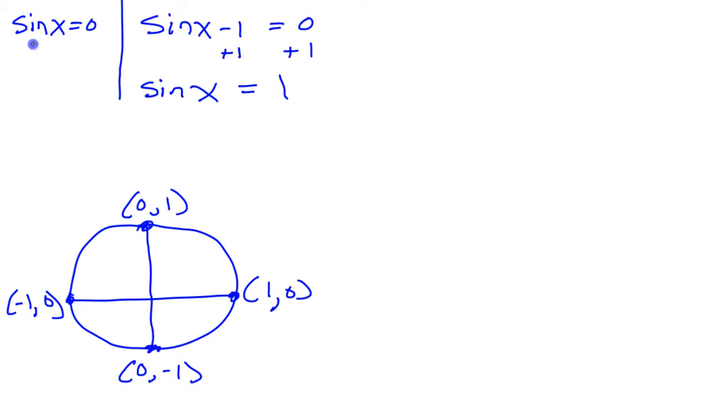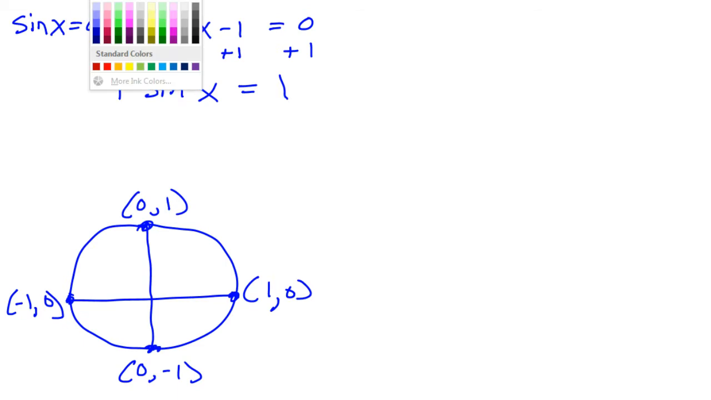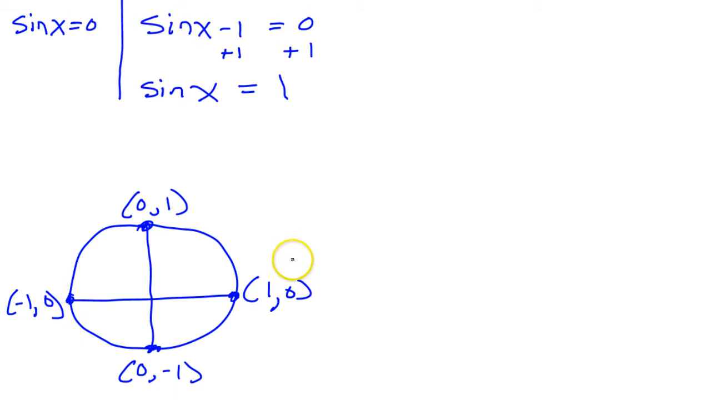Now, sine is the y value on the unit circle. So, for this function, we're looking for the y value to be 0. So I see a y value of 0 right here, and I see a y value of 0 right here. That's why we have 2 solutions to this equation. This is angle 0, and this is pi. So 0 or pi. So now let's start over and look for the solutions to the other little equation.